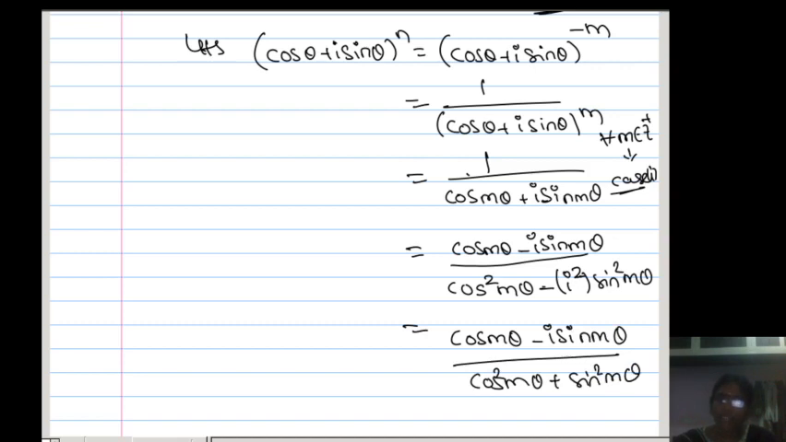What happened? i square means minus 1. Minus into minus is plus. So you know cos square theta plus sin square theta, what is the value? 1. So finally my conclusion is cos m theta minus i sin m theta. Okay, is it final? No. Still we have to simplify.